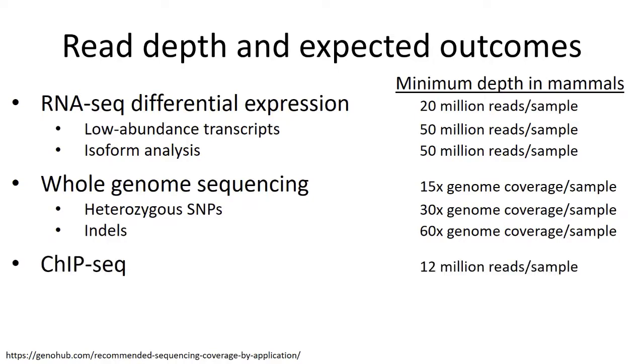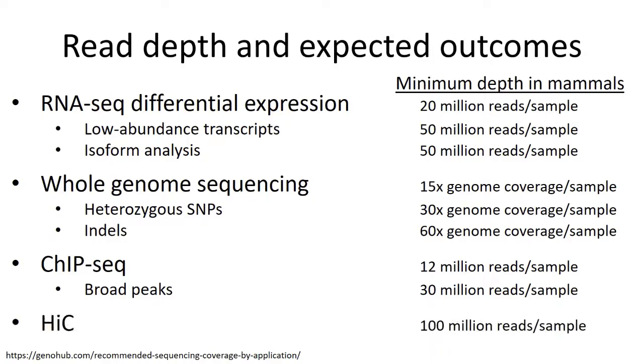If you're doing a ChIP-seq experiment, best practices are at least 12 million reads per sample. But again, if you're looking for broader peaks, then you're going to need more reads in order to well estimate those types of peaks. So you're going to want at least 30 million reads per sample. And if you're doing Hi-C, which is a 3D chromatin configuration type of sequencing, then that requires a lot of depth, at least 100 million reads per sample.